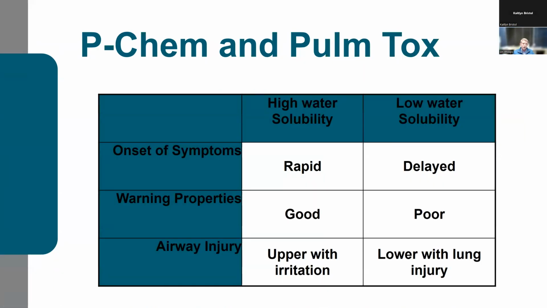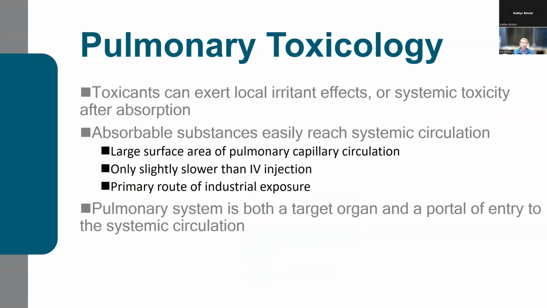So if we think about the physical chemistry and pulmonary tox, we think a lot, and you'll read a lot about high water solubility and low water solubility or fat solubility. And as I mentioned, the onset of symptoms is very rapid in highly water-soluble compounds such as chlorine or acids, whereas with low water solubility, these symptoms may be delayed, such as ozone or phosgene. So warning properties are very good with high water solubility compounds like chlorine, and poor warning properties with low water solubility. Highly water soluble compounds tend to impact the upper airway, where there's lots of moisture, and it burns upon contact, and it's much lower in lower lung injury compounds with low solubilities.